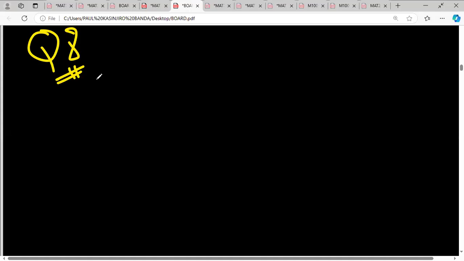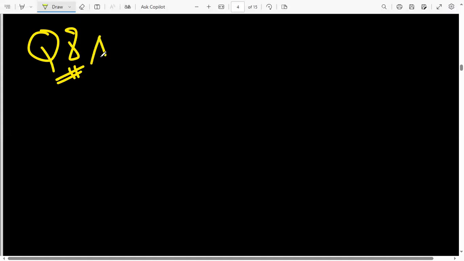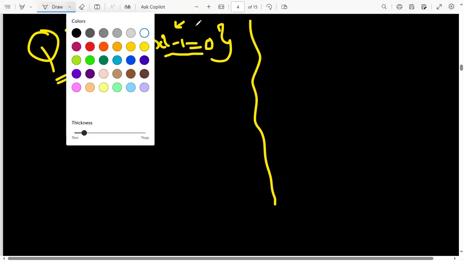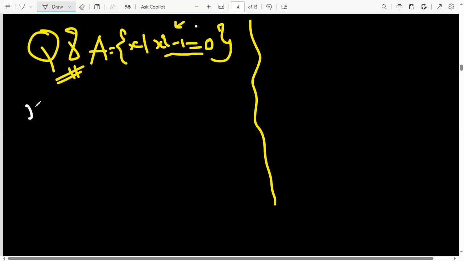So let me go on my board here. I have my set A in set builder notation. It's a set of all the x's such that x squared minus 1 is equal to 0. So we have to use this formula here to find out what elements are in this set A. We are going to say that x squared minus 1 is equal to 0, and then solve for x. So x squared minus 1 is equal to 0, and then we have x squared is equal to what?